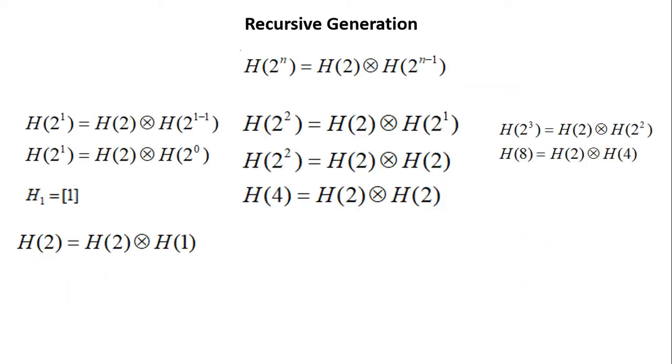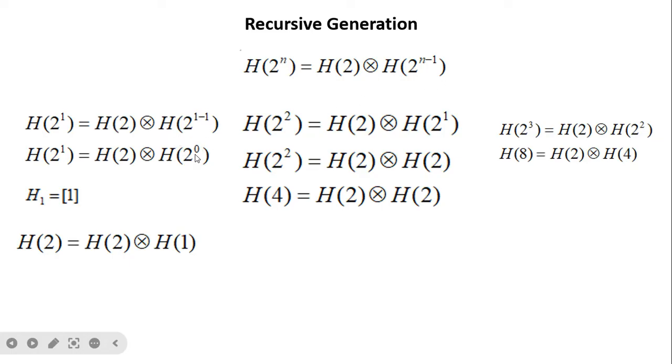Now we will see the recursive generation, that is, how the Walsh Hadamard matrix of different orders gets generated using a recursive equation. The formula is H of 2 raised to n is equal to H of 2, Kronecker product, H of 2 raised to n minus 1. In my previous video I have already explained how to apply the Kronecker product on matrices. Now we take n equal to 1, then it becomes H of 2 raised to 1, H of 2 Kronecker product H of 1 minus 1.